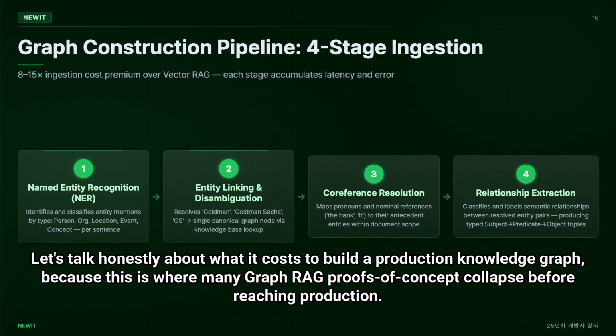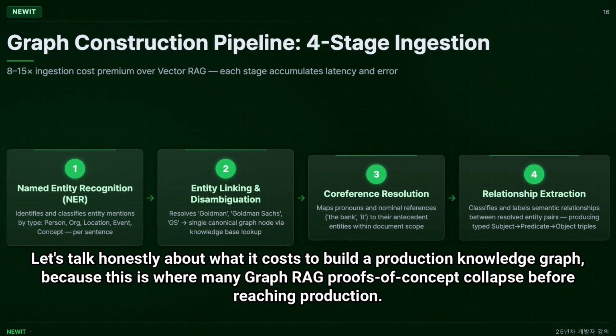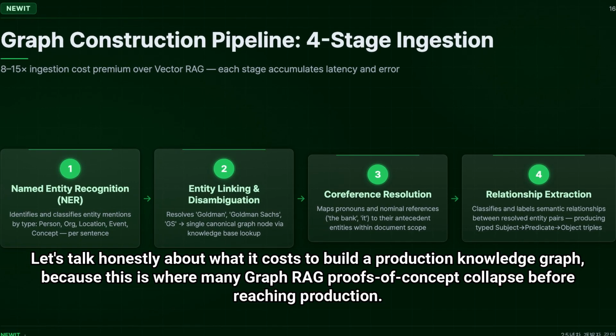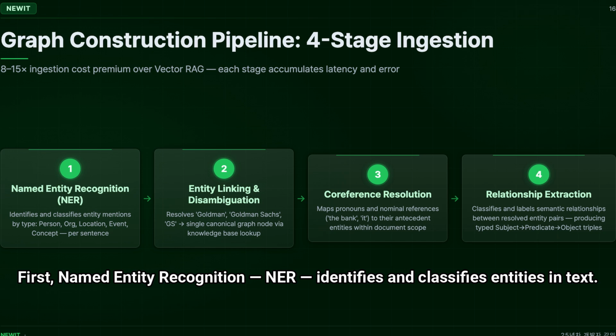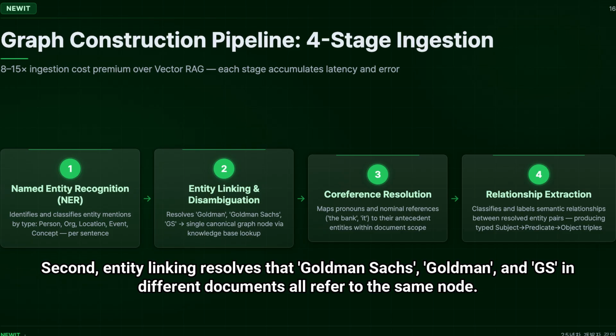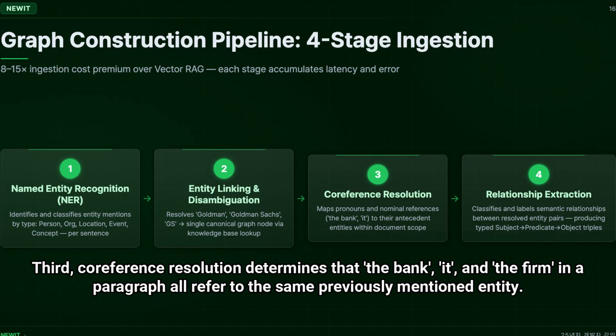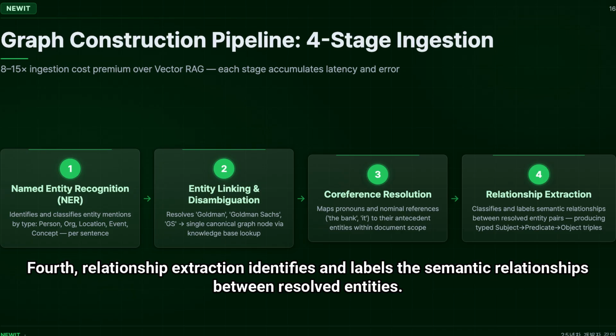Let's talk honestly about what it costs to build a production knowledge graph, because this is where many GraphRAG proofs of concept collapse before reaching production. The ingestion pipeline has four mandatory stages. First, named entity recognition, NER, identifies and classifies entities in text. Second, entity linking resolves that Goldman Sachs, Goldman, and GS in different documents all refer to the same node. Third, coreference resolution determines that the bank and the firm in a paragraph all refer to the same previously mentioned entity. Fourth, relationship extraction identifies and labels the semantic relationships between resolved entities.